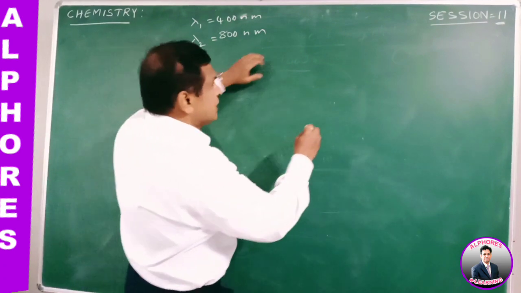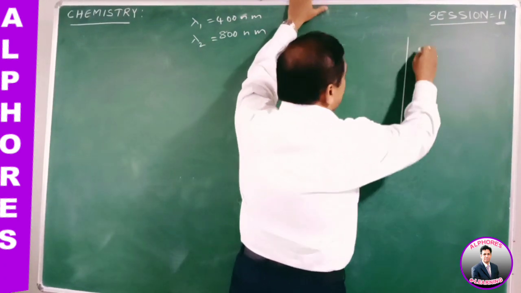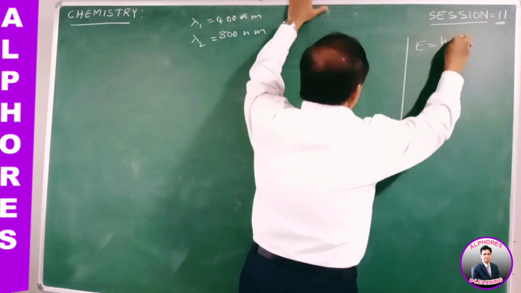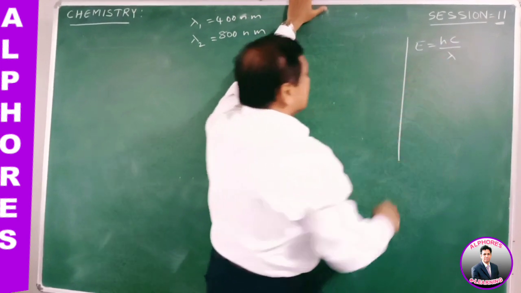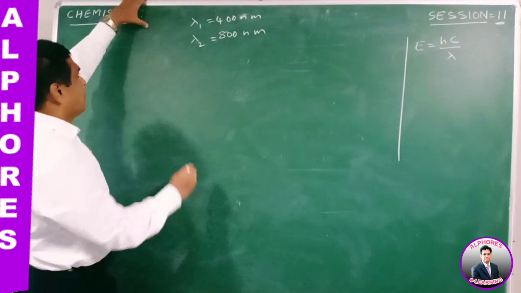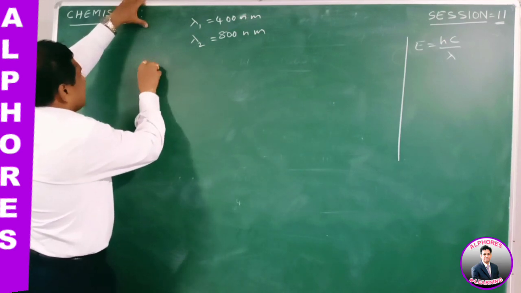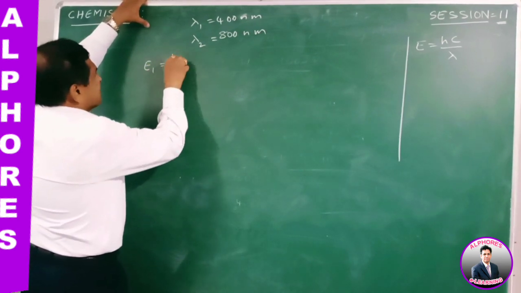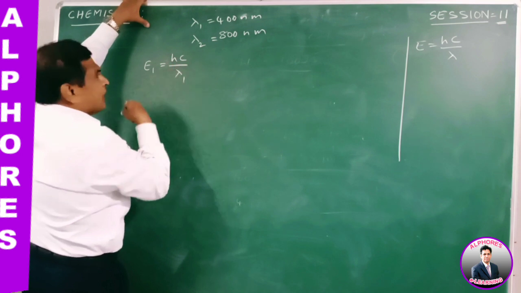As we know, E is equal to hc by lambda. That is the basic equation for us. Now E1 is equal to hc by lambda 1.